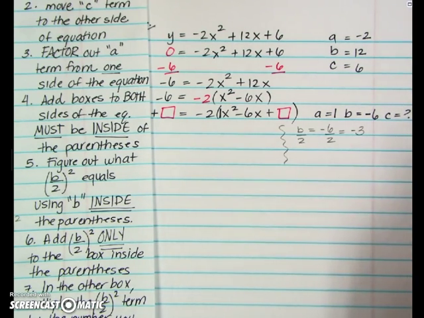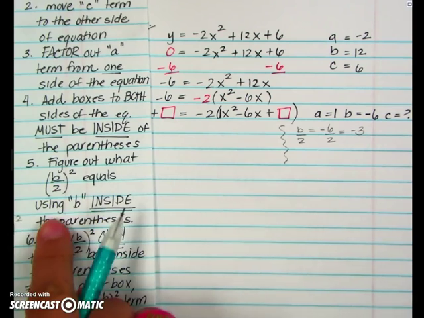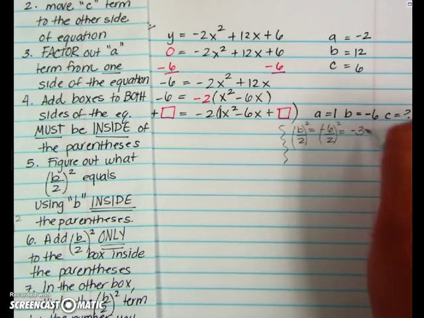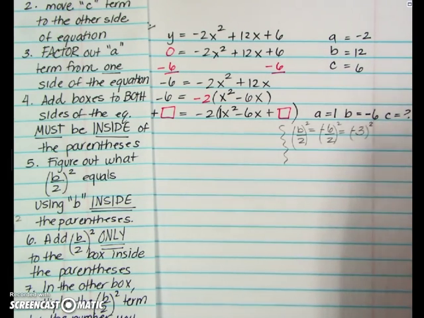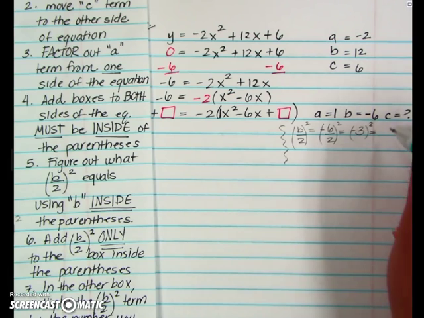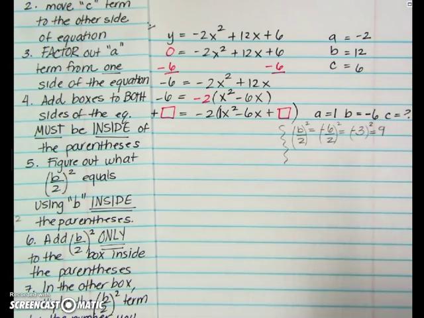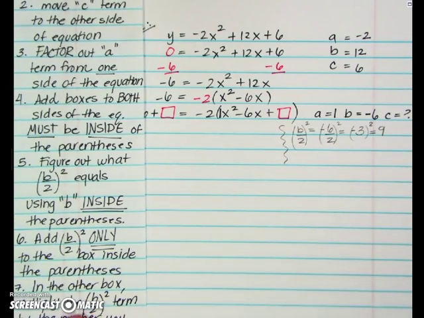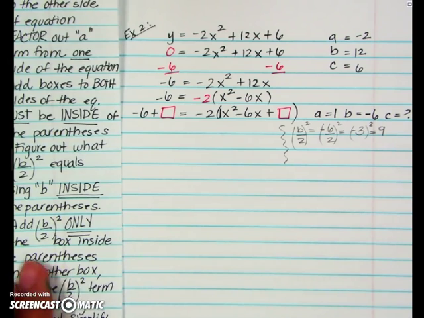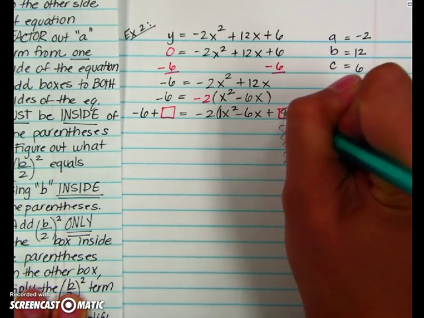So you have -6 divided by 2 equals what? -3. Okay, and remember the rule says b divided by 2 squared. So I need to square -3. What is -3 squared? -3 times a -3, which gives you a +9. Okay, -3 times -3 is a +9. So this is going to be what you're going to add only to the box inside of the parentheses. So you're going to add a 9 here.